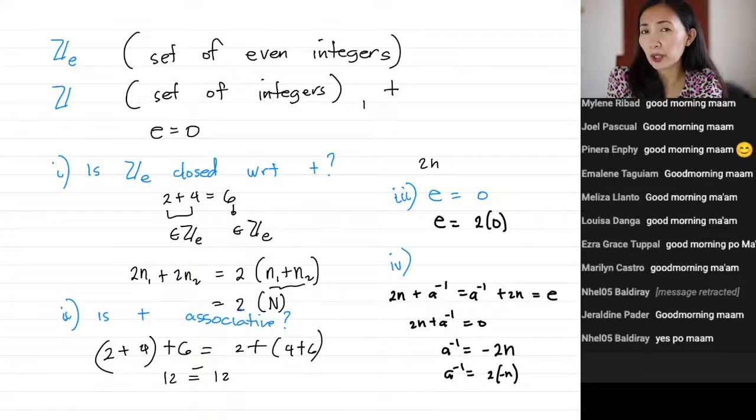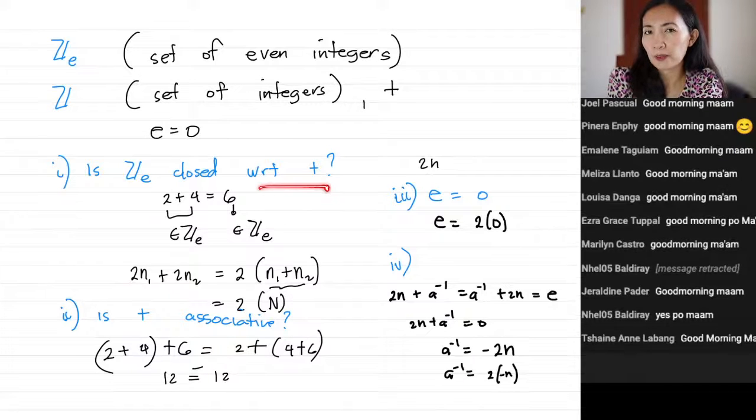So checking on the four properties, is Z sub E closed with respect to addition? Or ask yourself, if I add any two even integers, is the result an even integer? Yes, 2 plus 4, 6, 4 plus 6, 10, and so on. So this is an example. 2 plus 4, both are even integers, and the result 6 is an even integer. So closure property is satisfied.